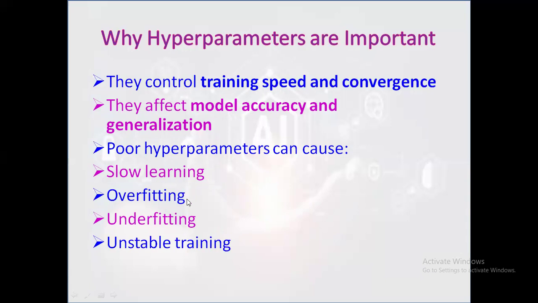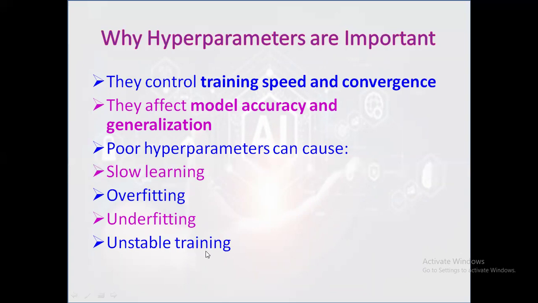Next, overfitting. What do you mean by overfitting? If the hyperparameters allow excessive model complexity, the model may memorize training data rather than learn general patterns. Underfitting means if hyperparameters overly restrict the model, it may fail to capture meaningful relationships in the data.